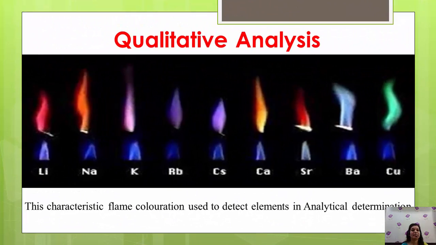We can apply this technique in the lab for qualitative and quantitative analysis. Now look at this photograph. It's self-explanatory. There are different metals written down, and every metal imparts a different color. I can correlate this information when I carry out the analysis in the lab to detect the elements present in my given compound. We can also carry out the analysis quantitatively, where we can find out the concentration of the sample.